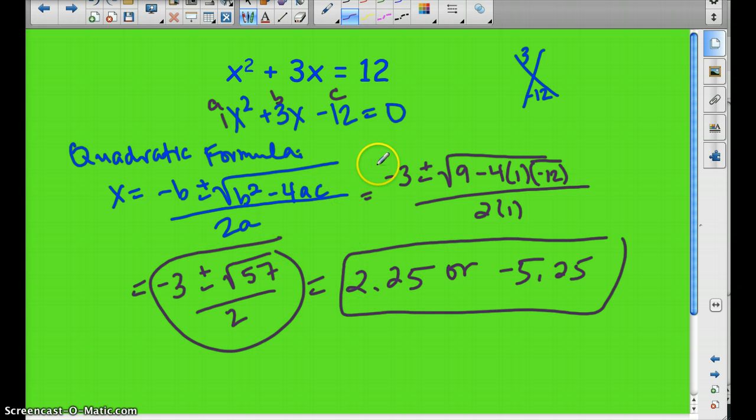All right, so that's just a really quick lesson on solving quadratics using the factoring method with what I like to call the Argyle and the quadratic formula.